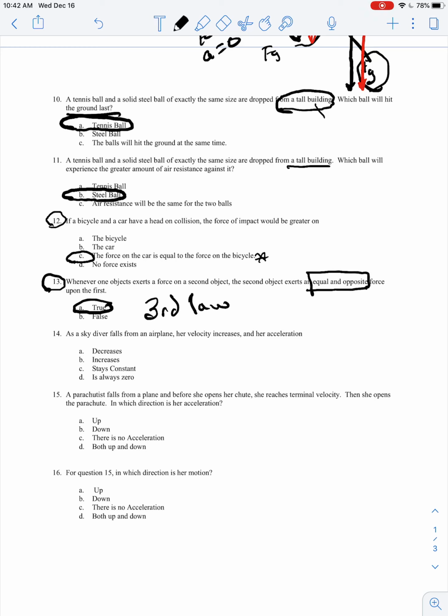So I always called this the "I know Newton's third law" question down here. And up here, the "but I don't believe it. I'm still going to put bicycle." Okay, so remember, they're the same.